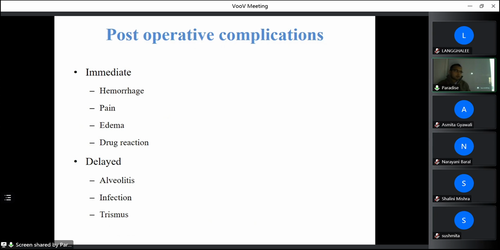When you have applied the gauze pack, just after removing the gauze pack, you should instruct the patient to take the painkiller. Most commonly, we prefer ibuprofen and paracetamol for pain control. So the patient has to take those medications before the effect of anesthesia wears off. So what is the duration of local anesthesia?